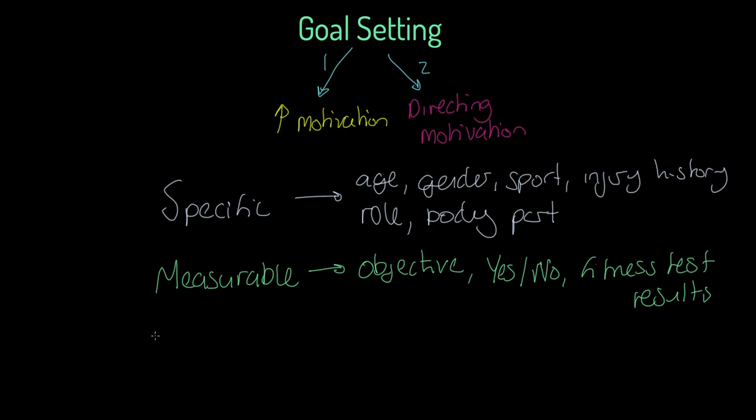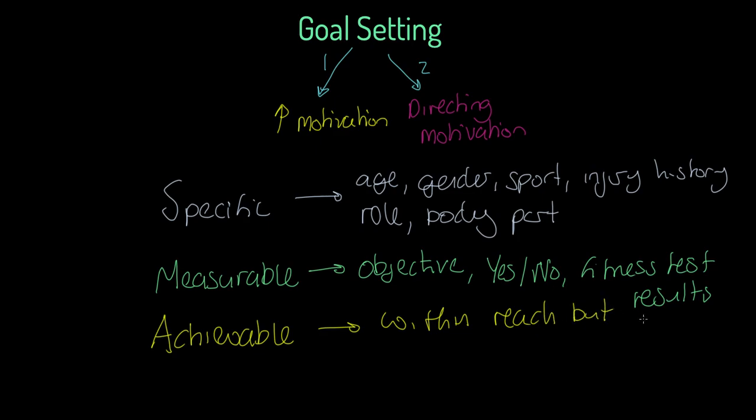Let's look at our A. This is what we call achievable. Our goal must be within reach. If we set a goal that someone's never going to achieve, then of course they're not going to be motivated. Within reach, but challenging. They must be challenging. Can't be easy, otherwise there's no point. That leads me on to our next one, which is R. The goal must be realistic.